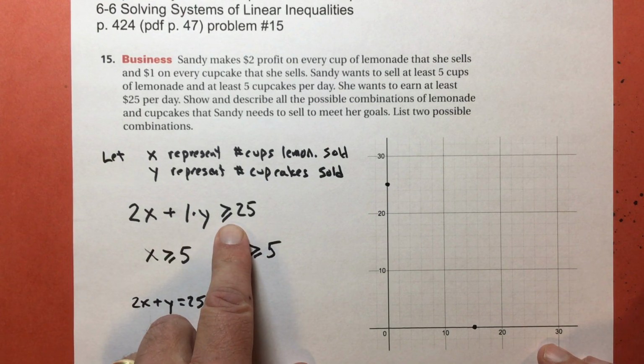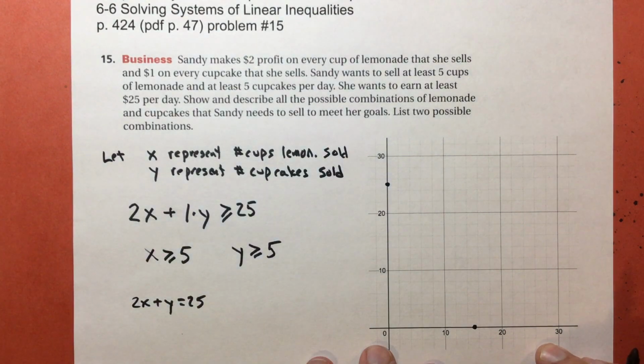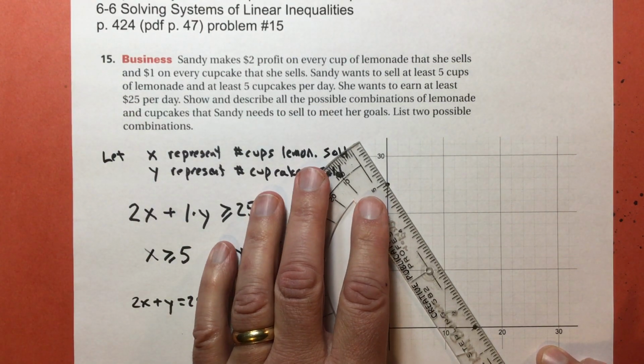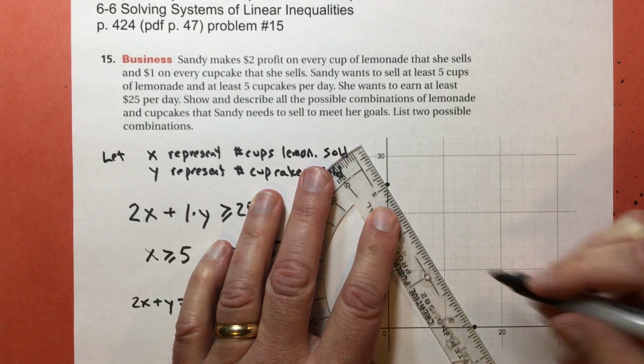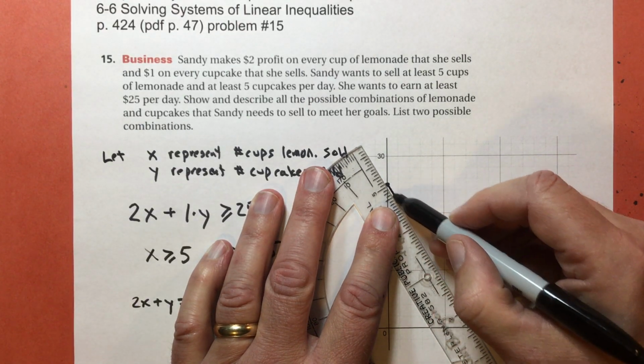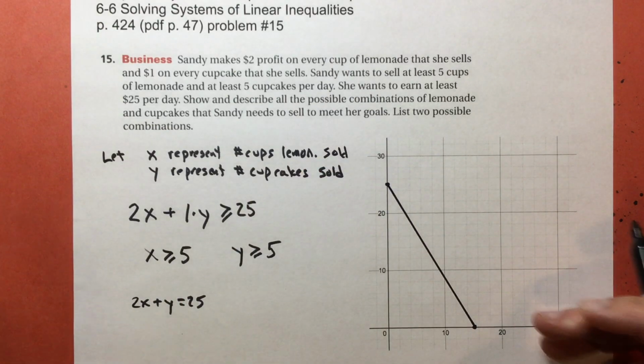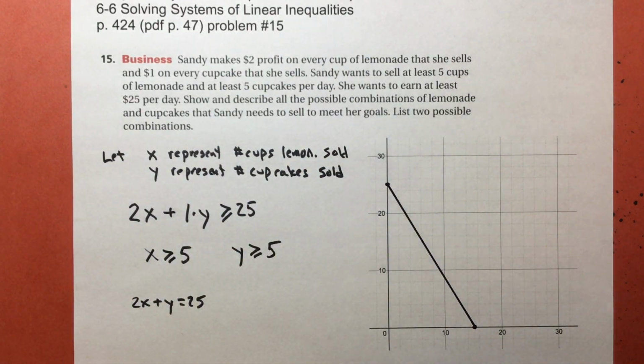Since it could be equal to that, I'm going to use a solid line. And I'll tell you what I'll do. I haven't done this yet, but I'm going to borrow my protractor here so I can draw a straight line. Boom. And I'm going to shade above. Now, I'm going to show you one thing about the shading, and I should have done this with the other one.